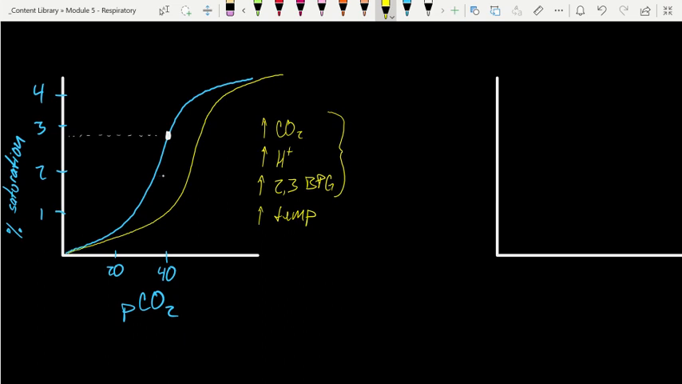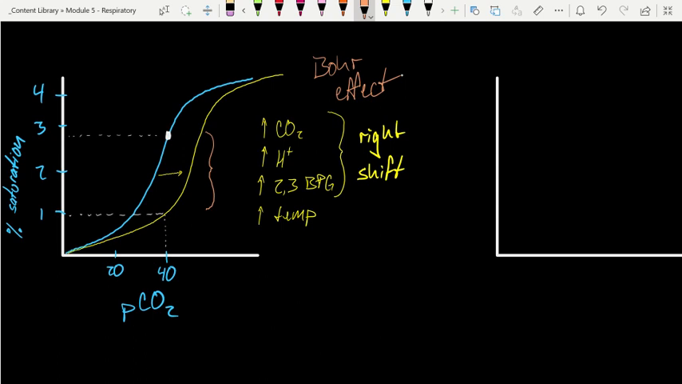What we can see is what's called a right shift. We shifted to the right. And we can see the effect that this has, because now at a partial pressure of 40 for oxygen, we've been able to let go of the majority of our hemoglobin. And so the difference from there to there, the ability to let off more oxygen from hemoglobin, this is what we call the Bohr effect.